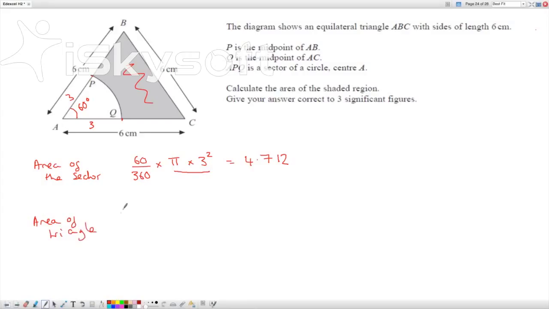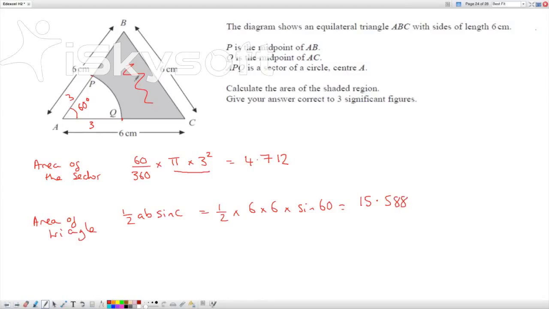Now the area of the triangle. For this, we're going to use half ab sine C. So we have an angle in the middle of 60 and our two lengths either side enclosed, which are 6. So half times 6 times 6 times sine 60 gives us the area of the triangle, 15.588.